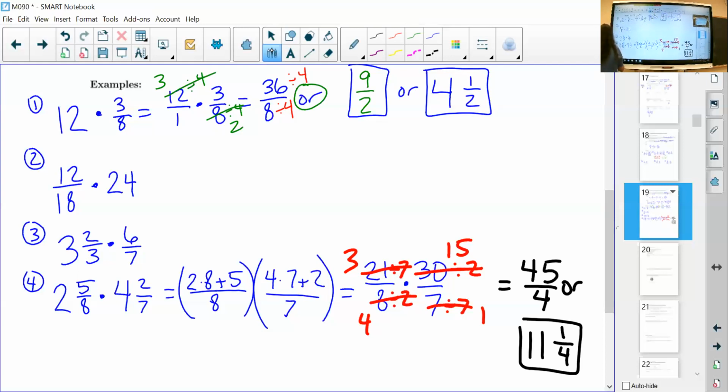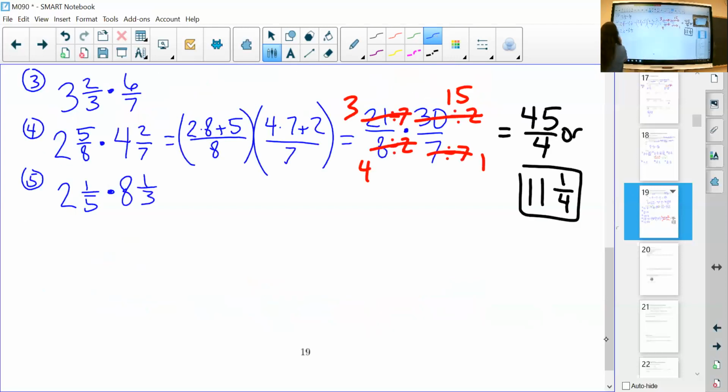Example 5. Oops. Go back to blue. We have 2 1/5 times 8 1/3. And example 6, 7 1/2 times 2/3. Again, I want these as improper fractions and mixed numbers when you can. This last one's going to work out just a little bit differently. See what you can do with it. And let's take a look at page 20.